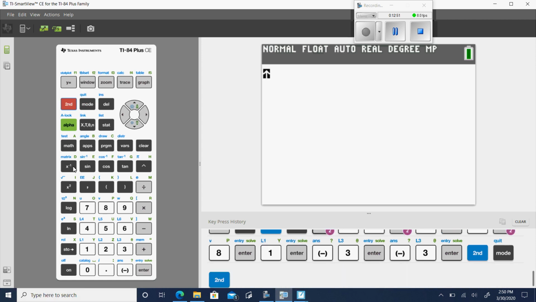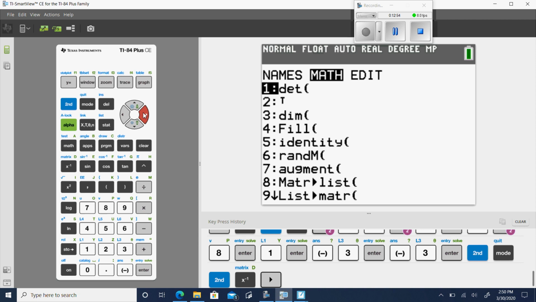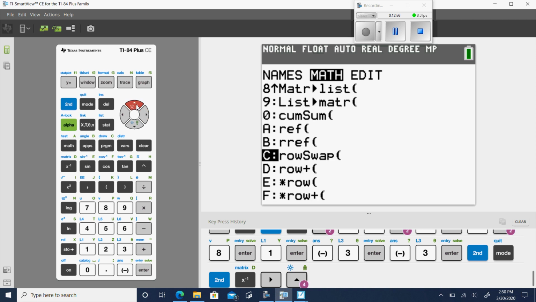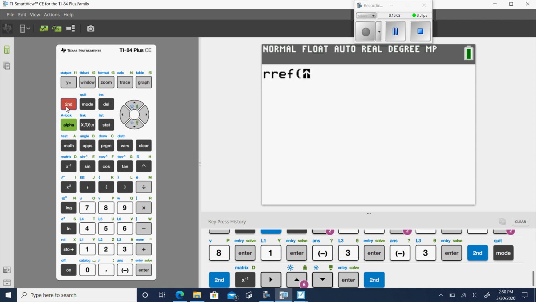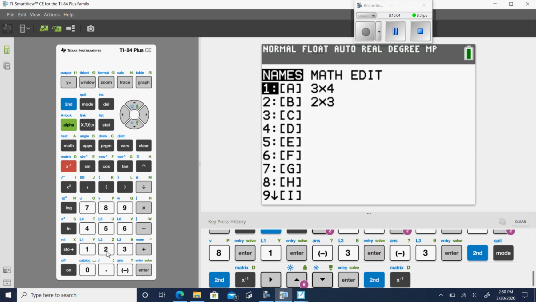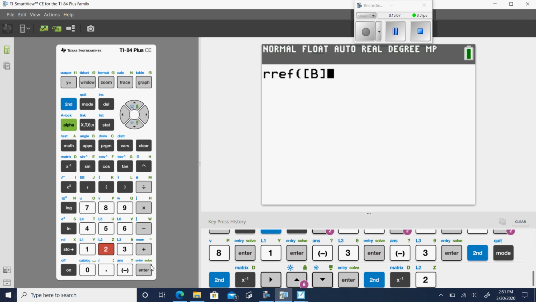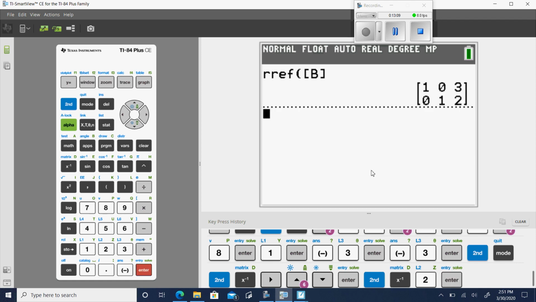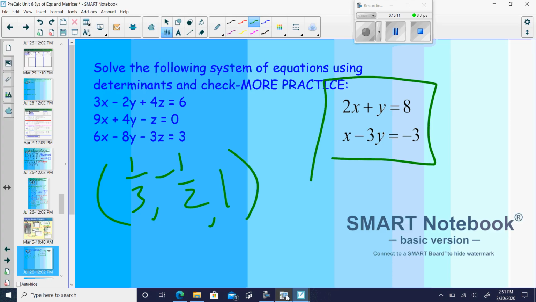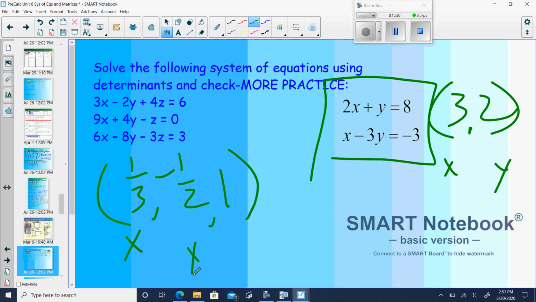All right, so let's quit. Let's go second x inverse. Let's go for math. We want the big dog, RREF, reduced row echelon form. And we want that for matrix B. So that's going to be second x inverse, 2. So reduced row echelon form, we get 3, 2. What does it tell us right here? It tells us our answer is 3, 2, right? So x is 3, y is 2. And the other one tells us x is 1/3, y is -1/2, z is 1, right?